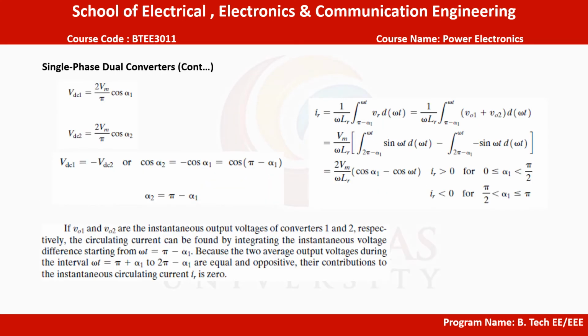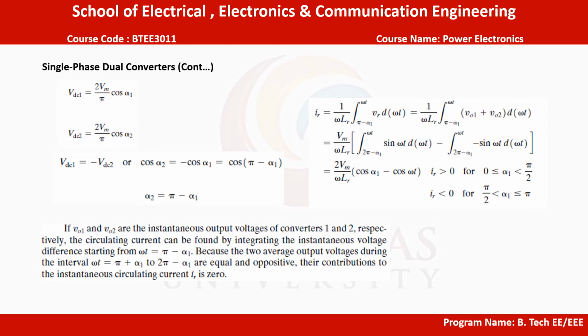Since one converter is rectifying and the other one is inverting, VDC1 is equal to minus VDC2, or cos alpha 2 is equal to minus cos alpha 1, that is equal to cos(pi minus alpha 1). Therefore, alpha 2 is equal to pi minus alpha 1. Since the instantaneous output voltages of the two converters are out of phase, there will be an instantaneous voltage difference, and this will result in circulating currents between the two converters. This circulating current will not flow through the load and is normally limited by a circulating current reactor LR.